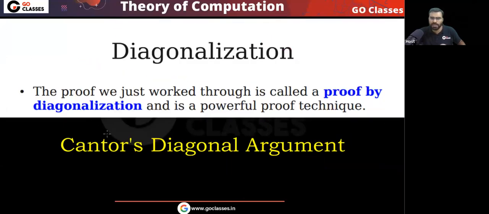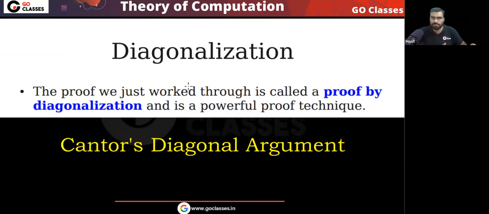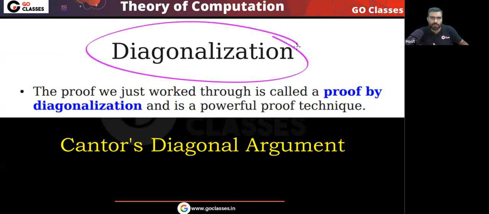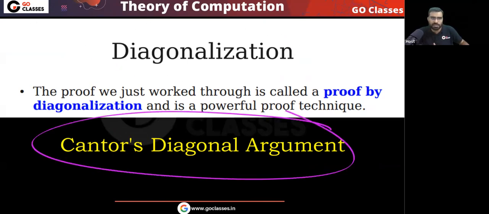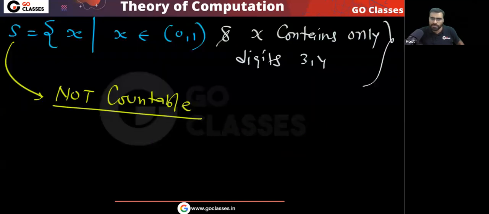And this is a very interesting proof. You will find it very interesting. Don't worry, we will solve a lot of questions. But I'm telling you, this will become your favorite proof for your whole life. This is called Cantor's diagonalization proof, or Cantor's diagonal argument. It is a very powerful proof technique, and very simple also.